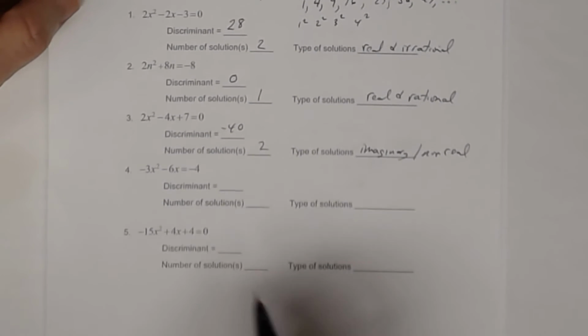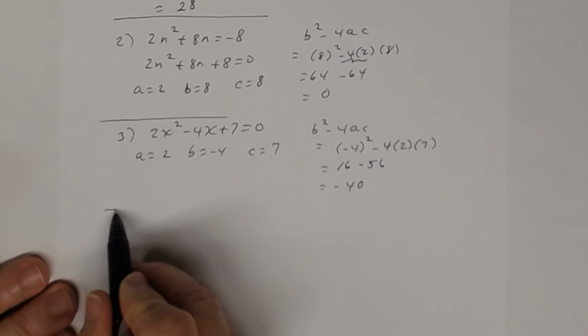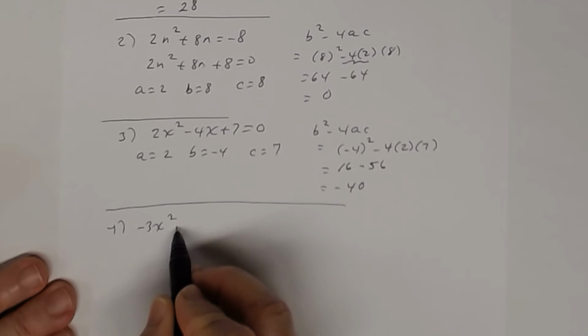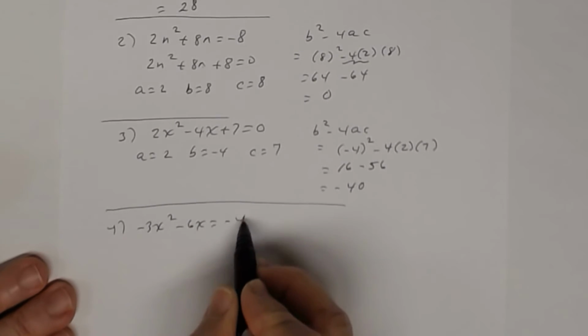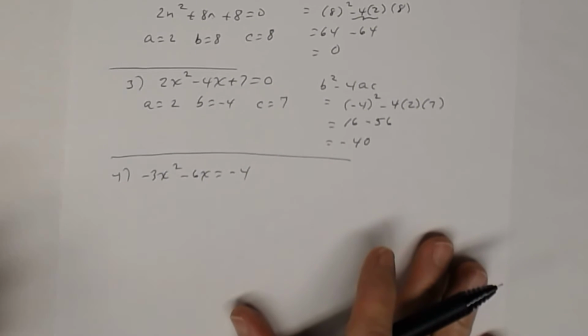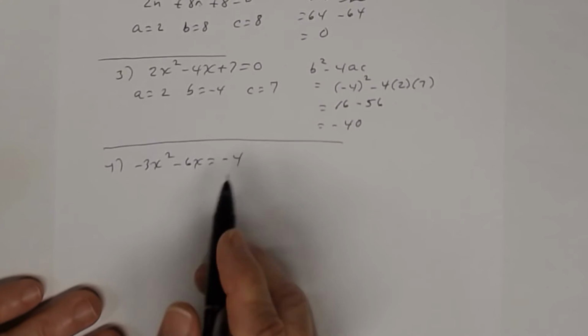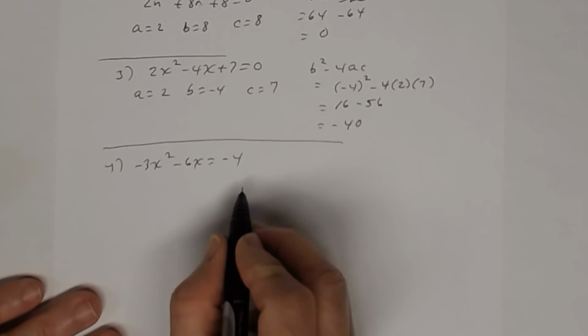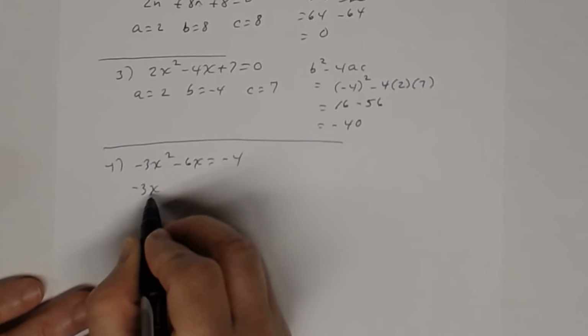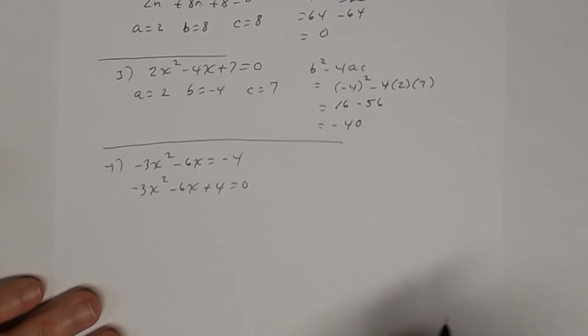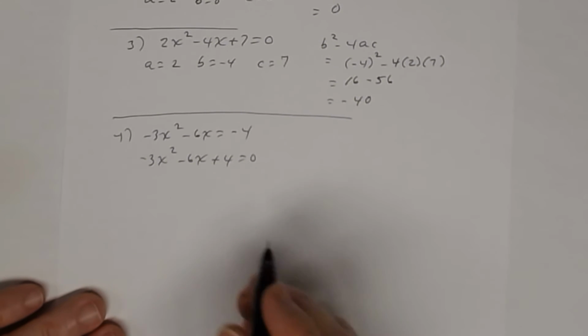Okay? All right, let's look at number 4. So number 4, we have negative 3x squared minus 6x equals negative 4. Notice that this is not in standard form, so let's add 4 to both sides. When I do that, I get negative 3x squared minus 6x plus 4 equals 0.